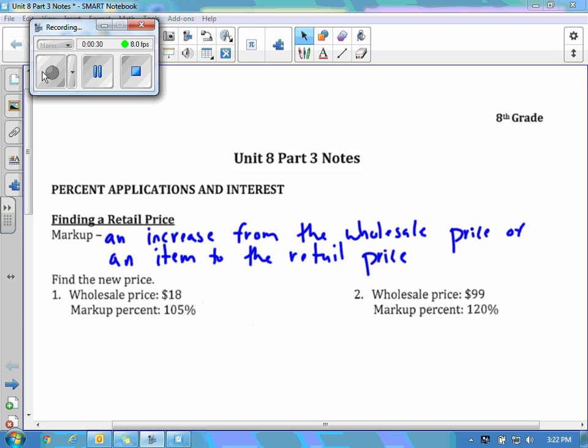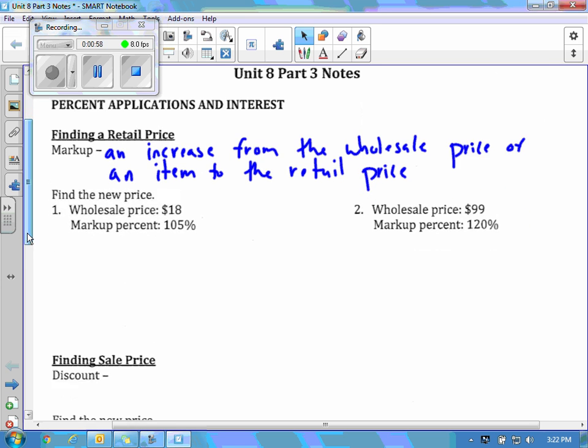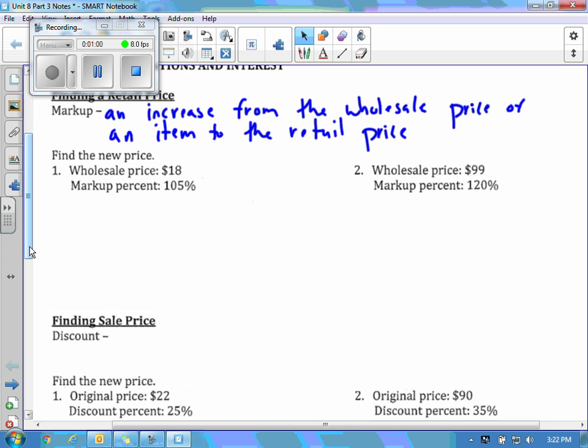So the first thing we're going to look at is finding a retail price. A retail price is what you pay at the store. When you go to the mall and buy clothing or go to the grocery store, you're paying the retail price. The retail price is an increase from the wholesale price of an item, or the markup, sorry. So the markup is that increase from wholesale to retail. The store buys it at wholesale, you buy it from the store at retail. The markup is the increase there. So what we're going to look at is how to find a new price when you're given the wholesale and the markup. Again, remember, markup means an increase, so we're going to be adding when we do a markup.